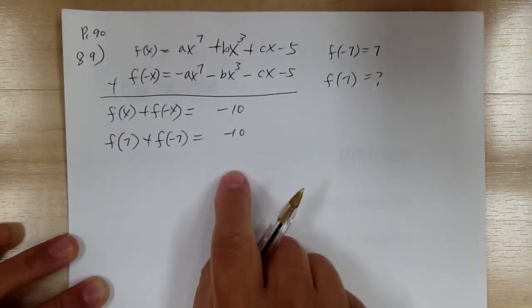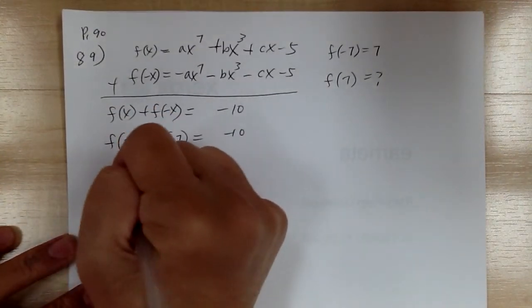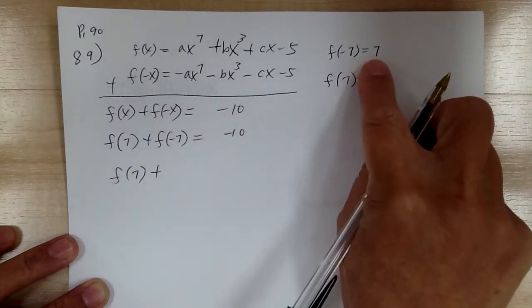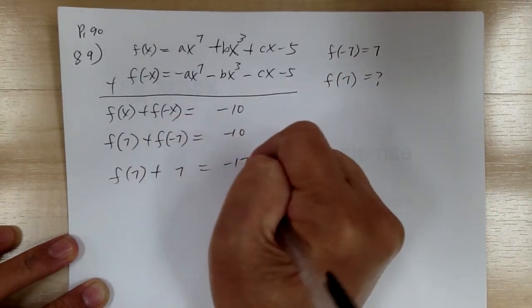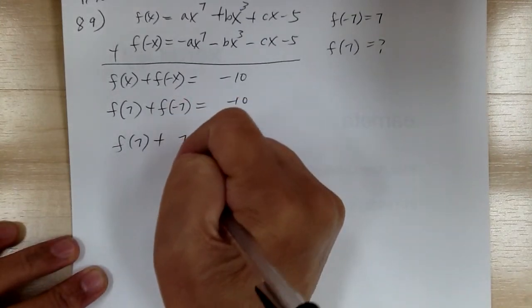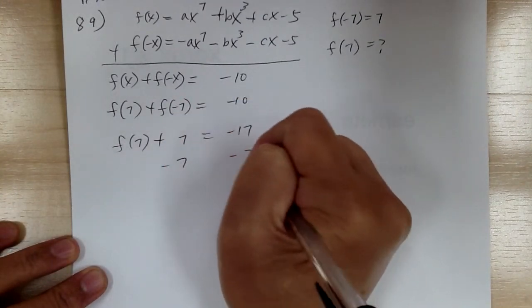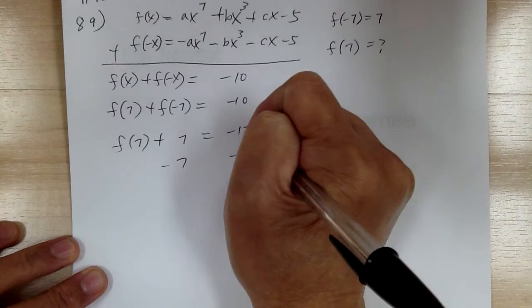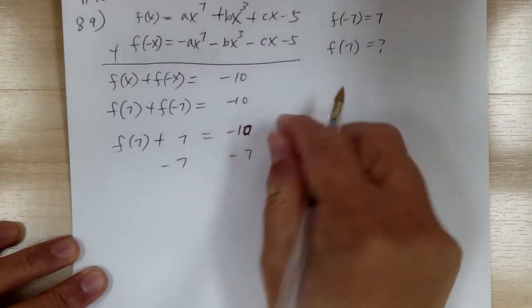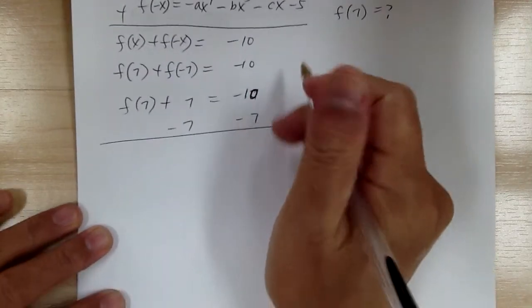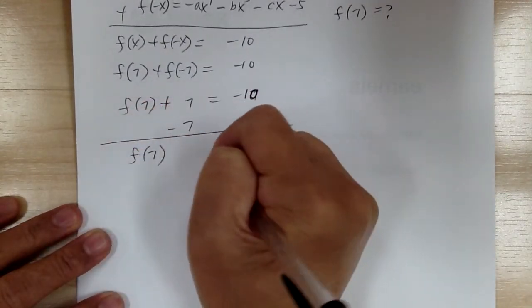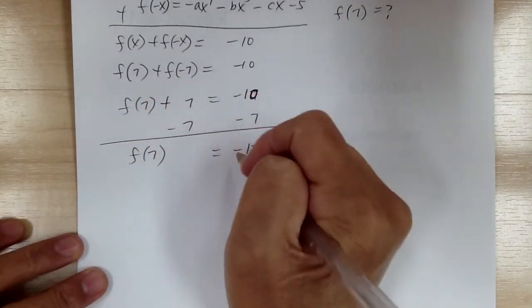Okay, but this is giving, so we can substitute f of 7 plus f of negative 7 is 7. Okay, and then from here we just go ahead and minus 7. So substitute, and then you minus 7 on each side. So f of 7 will equal negative 17. And so that's your answer.